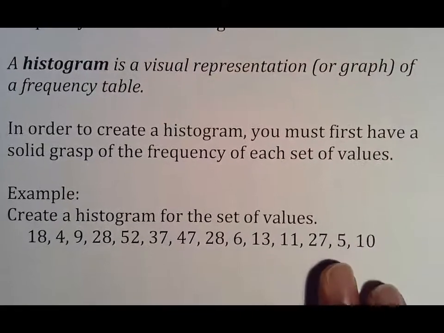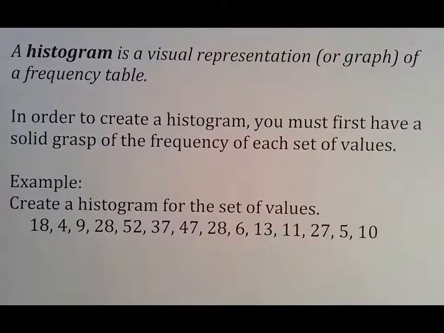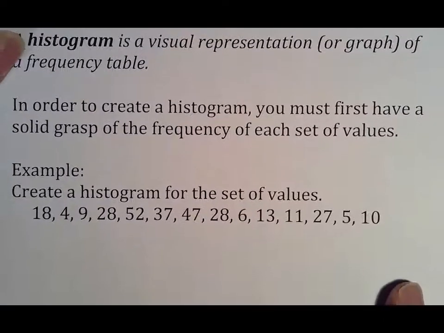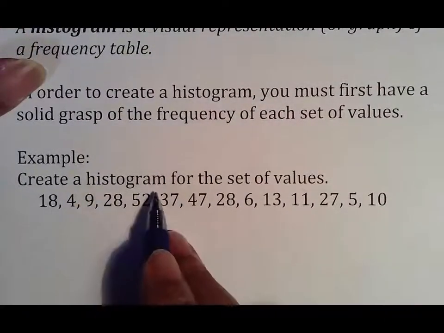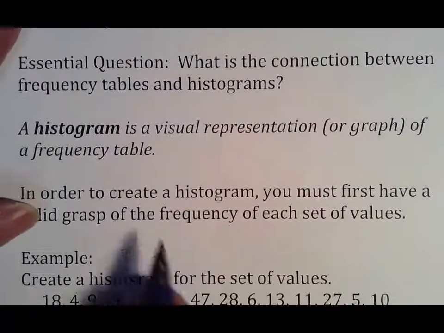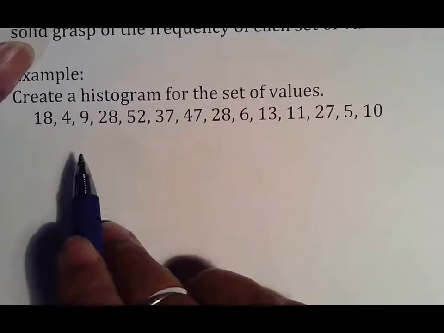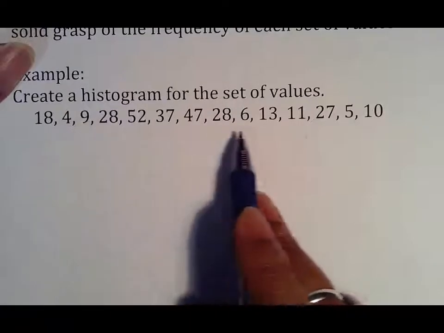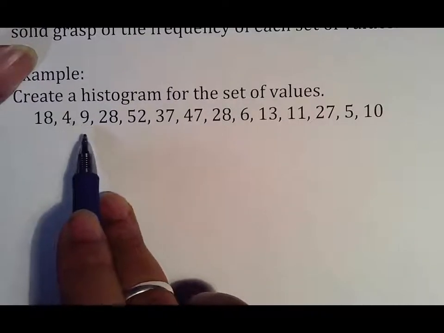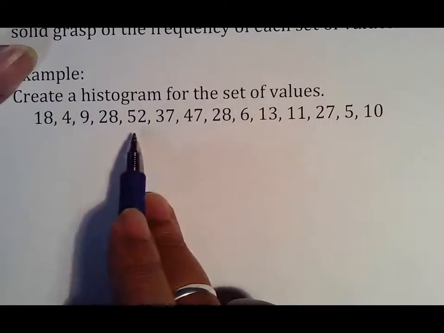A histogram is just a visual representation, or what you would call a graph, of a frequency table. So in order to create a histogram, you must first have a solid grasp on the frequency of each set of values. So you have to make a frequency table. When it says create a histogram, that's great, but in order to make one, we need a frequency table. So we look at this again, we look at the range. We have, looks like, 4 is my lowest, 50 is my highest.